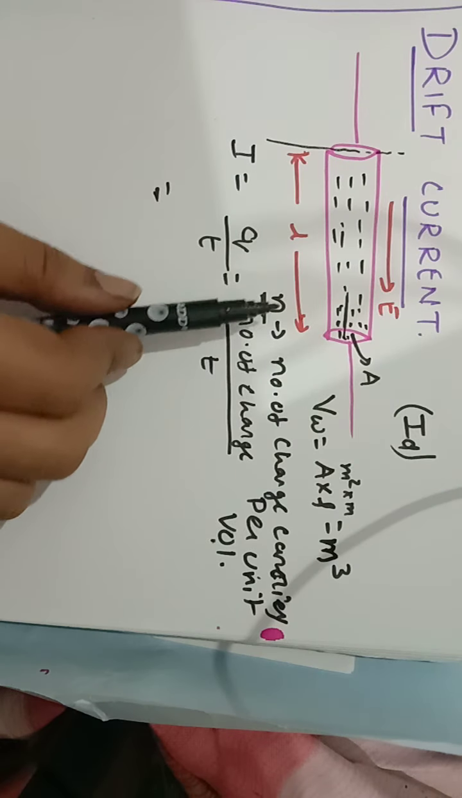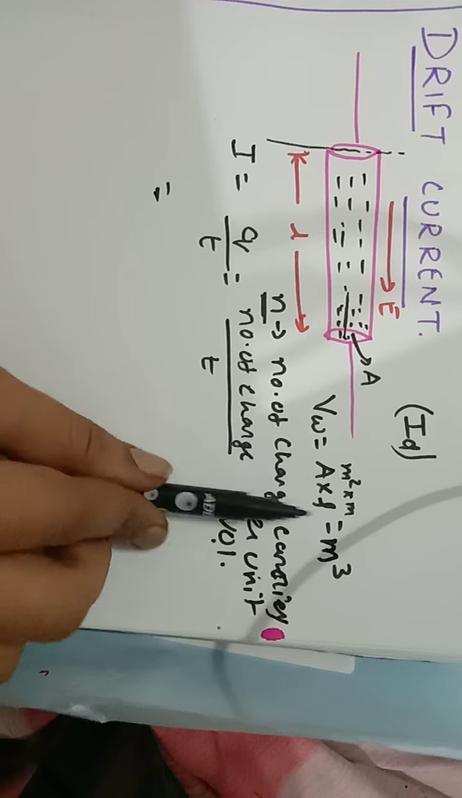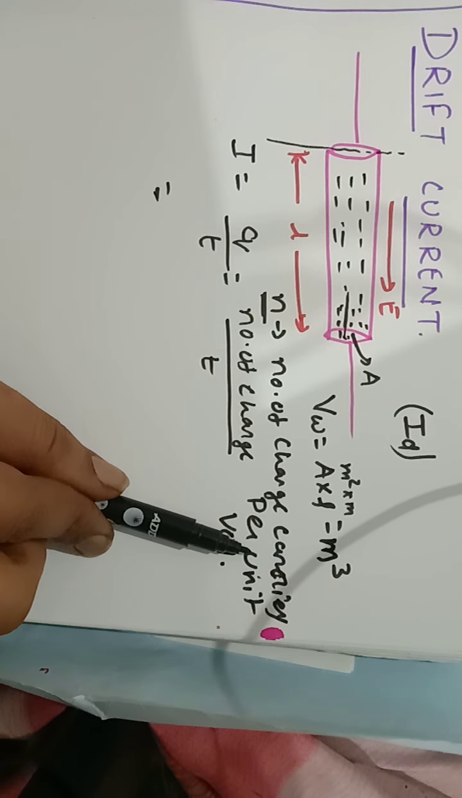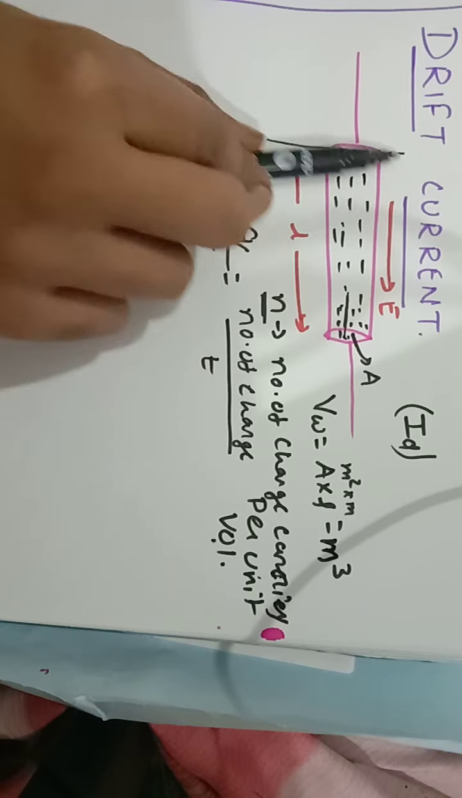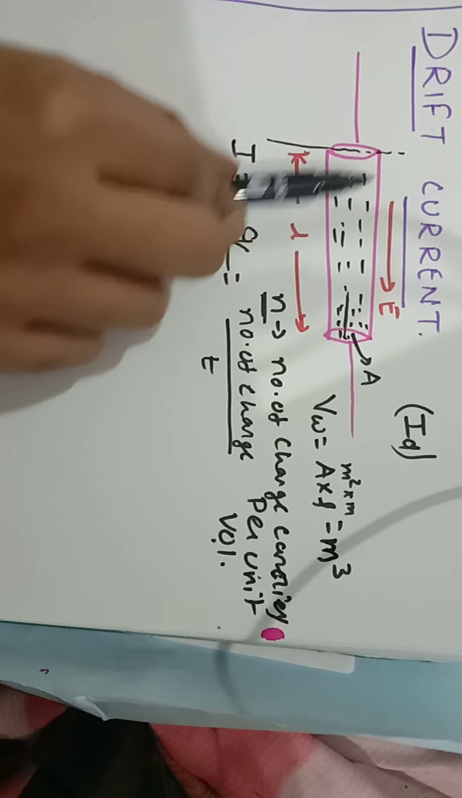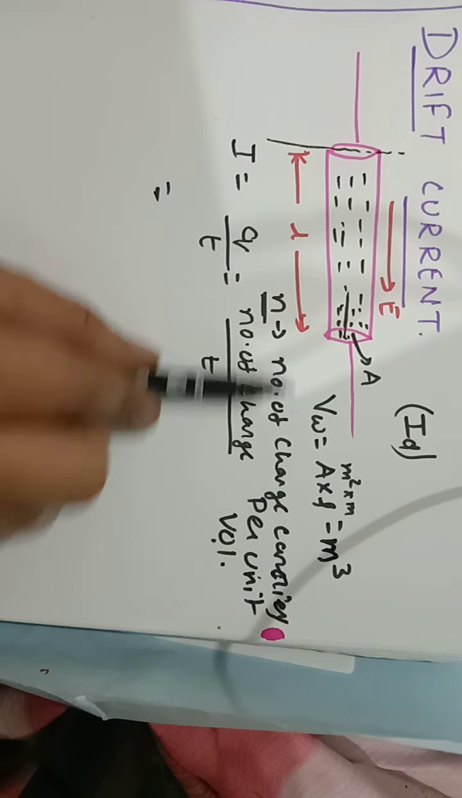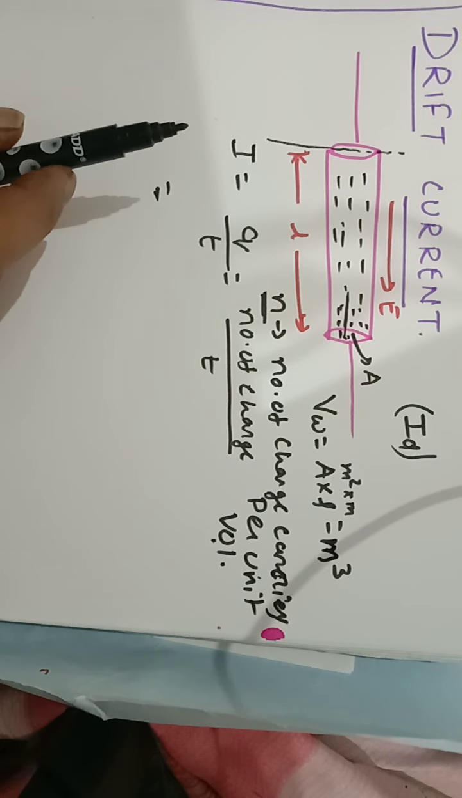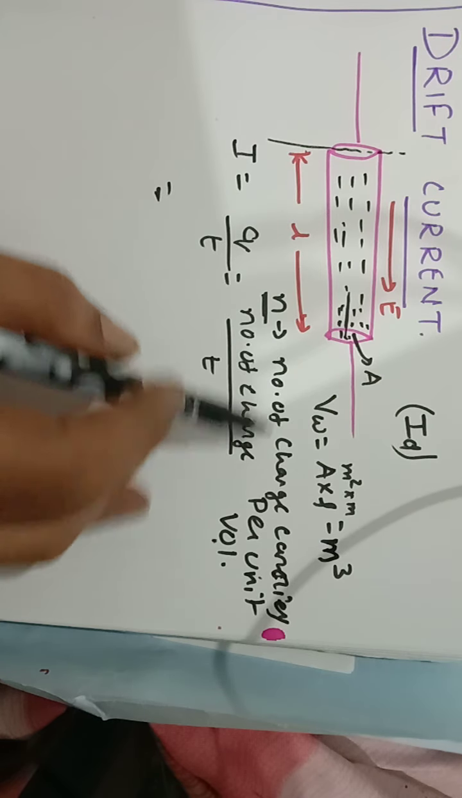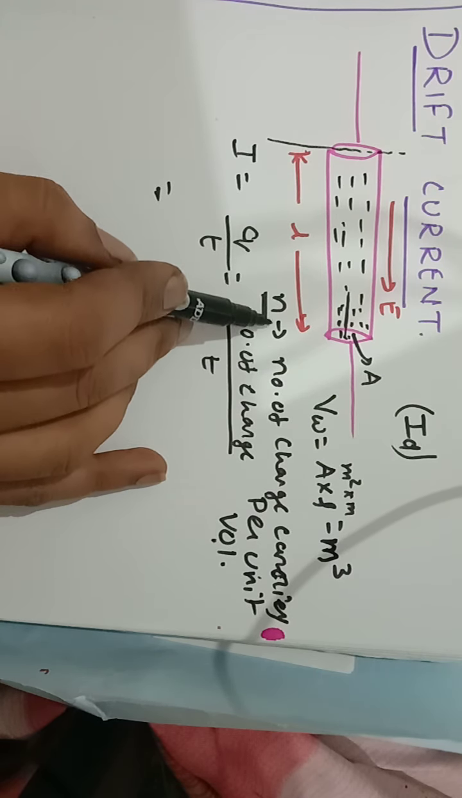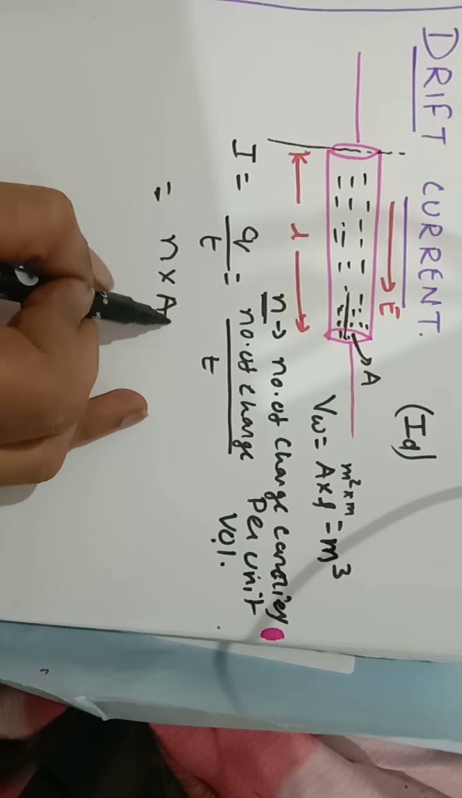Suppose 2 rupees is the cost of 1 kg. Then how many particles are there? N into number of kg. So what we have to do is N into A into L.